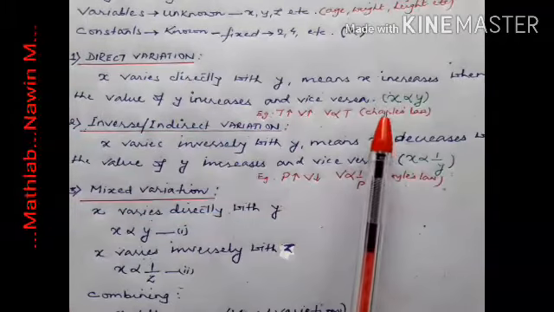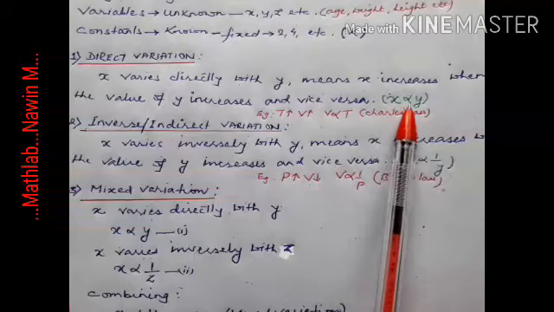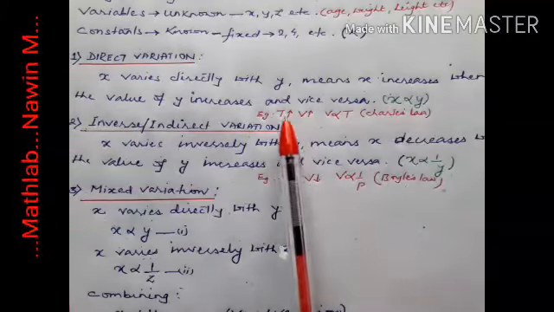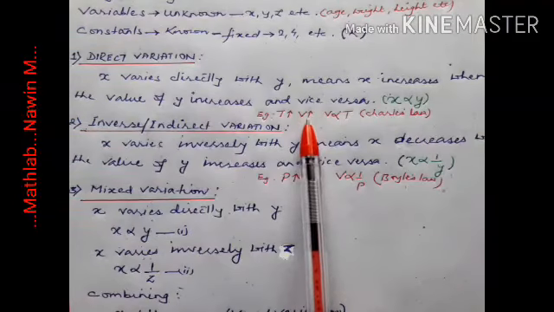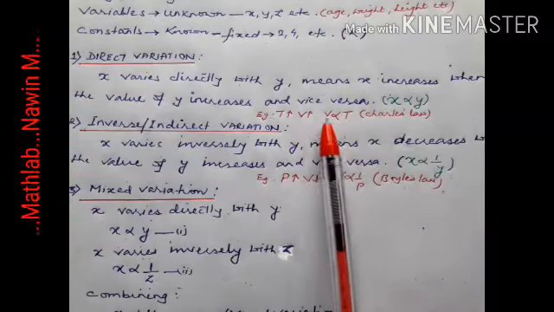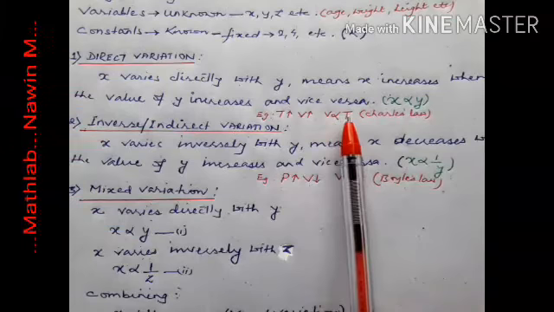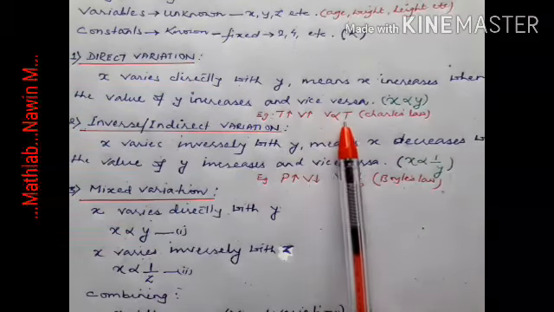And it is denoted by this symbol. X is directly varying with y. X directly varies with y. For example, temperature and volume in case of gas. When the temperature of a gas increases, the volume also increases. So volume is directly proportional to temperature, or volume directly varies with temperature.